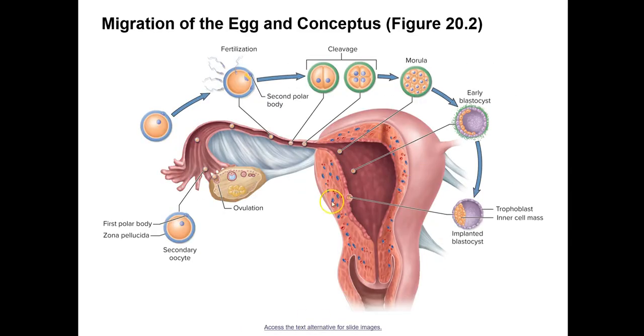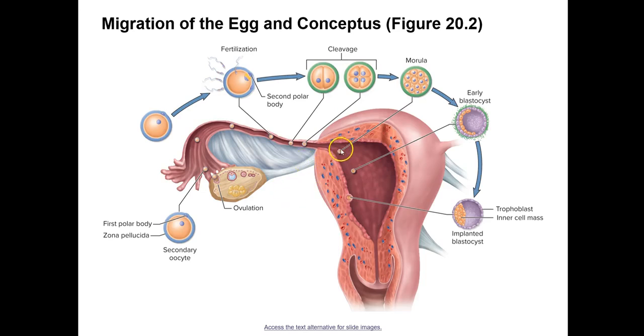So here you can see the migration of the egg and the conceptus. Here we have that secondary oocyte that has been ovulated from the ovary, released into this uterine tube. At this point, you can see fertilization occurring, where the DNA is merging and we're forming that single-celled zygote. And then that zygote starts going through rounds of cleavage, rapid rounds of mitosis, to end up forming this 16 to 32 cell morula by the time it reaches the uterus. So again, this cleavage process takes about 3 to 4 days roughly.